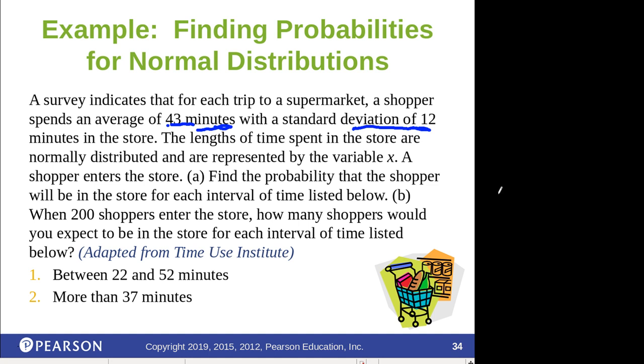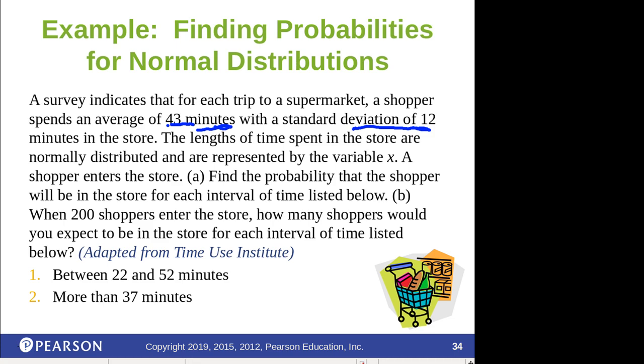When 200 shoppers enter the store, how many shoppers would you expect to be in the store for each time interval listed below? This looks at what the probability of one means when we look at a larger population. I want to break this down and look at what we can do with it.